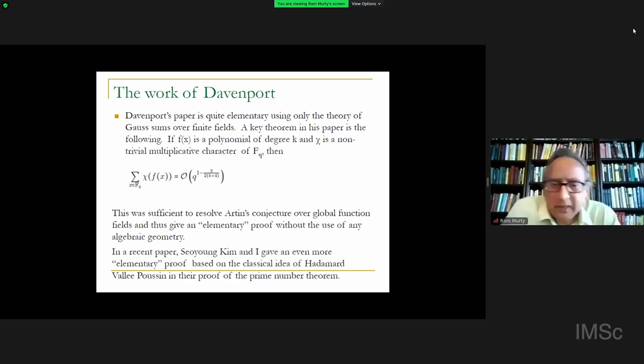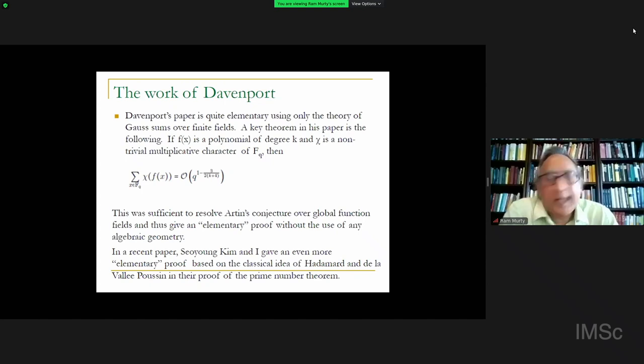In a recent paper, my postdoc, Shoying Kim, and myself gave an even more elementary proof based on a classical idea of Hadamard and de la Vallée-Poussin in their proof of the prime number theorem. Most of you know that the classical prime number theorem relies on the non-vanishing of the Riemann zeta function on the line real part s equals 1.